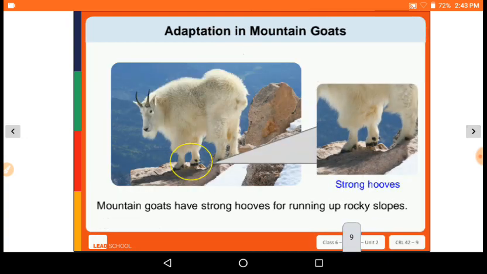Next is the mountain goat. So mountain goats have strong hooves for running up rocky slopes. तो उसकी जो पैर के नीचे जो स्ट्रॉन्ग हूव्स होते हैं उसकी वजह से वो स्लीपरी रॉक्स के ऊपर भी रनिंग कर सकती है.